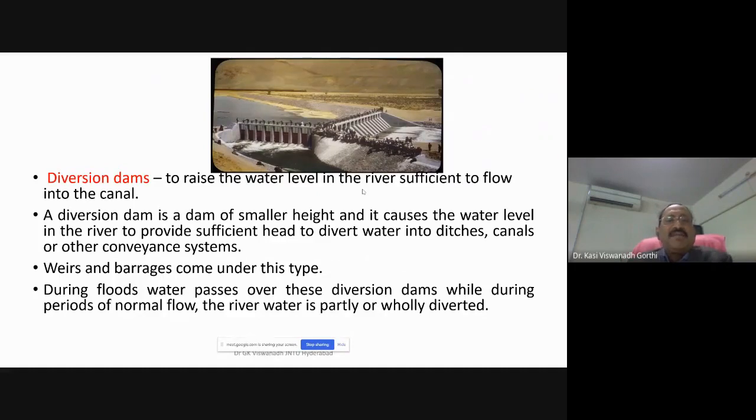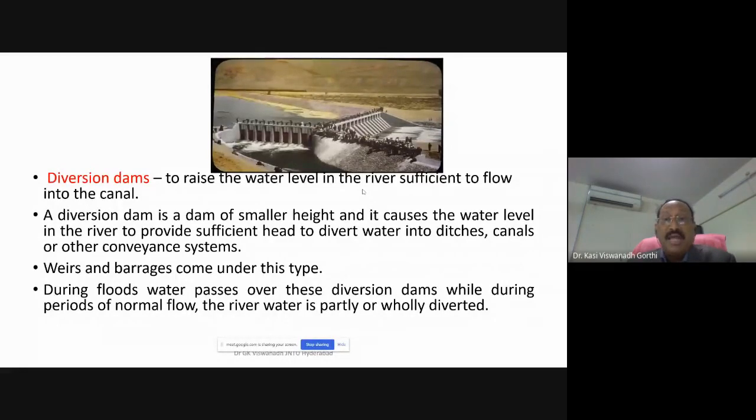The second category is the diversion dam. Particularly, this will help us in raising the water level in the river. When the water level rises in the river because of the construction of the dam, the water flows directly into the canal. This is called a diversion dam. Usually, the height of these diversion dams will be small, not very much height. A weir or a barrage comes into this category of diversion dam.